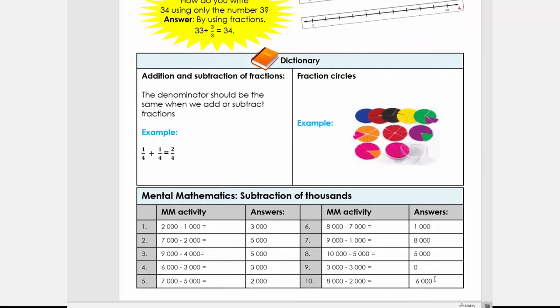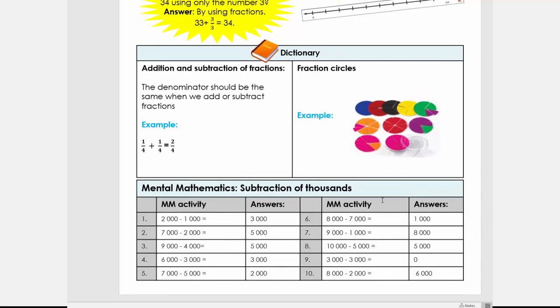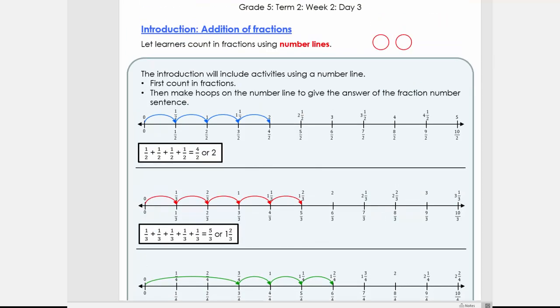And then we're going to look at today's mental mathematics. So it's time to ask the 10 questions. We're quickly going to answer them orally or write down the answers, and then you're going to pause. We're going to unpause and show you the answers, and you can mark or check. Let's then carry on with the lesson.